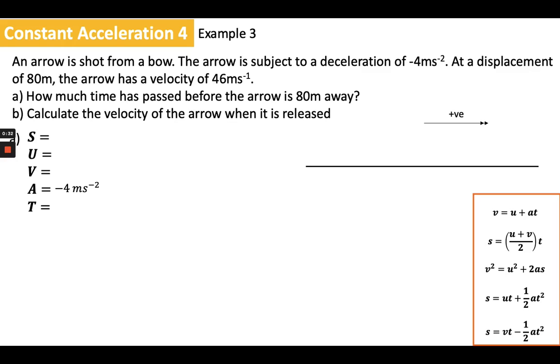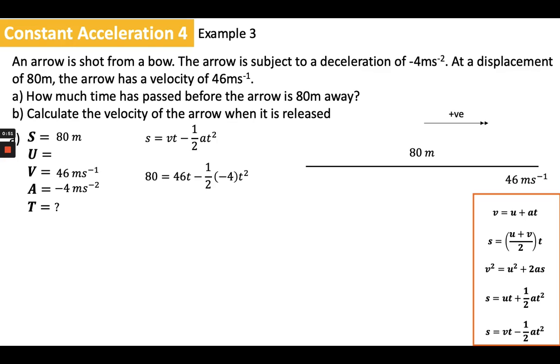It says at a displacement of 80 meters, so S equals 80 meters, the arrow has a velocity of 46 meters per second. I want to know how much time has passed before the arrow is 80 meters away, so I'm interested in the time. Now I've got 4 variables listed there with something next to it, so I've got S, V, A and T, so that means I'm going to use my 5th Suvat equation.